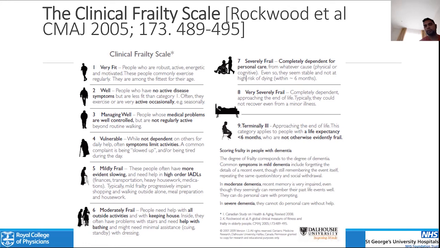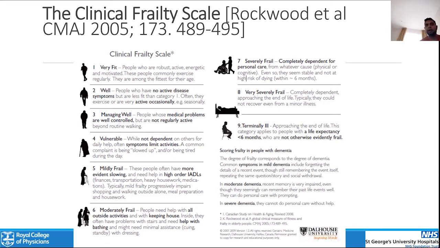And the reason for that is it's a 1 to 9 scale. It is relatively easy to use for measuring, for quickly getting an idea of someone's frailty. It can be undertaken by clinicians, but also ambulance staff, administrative staff, patients themselves, their family, and allied health professionals and nurses.